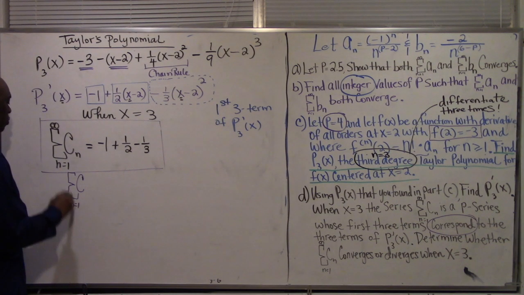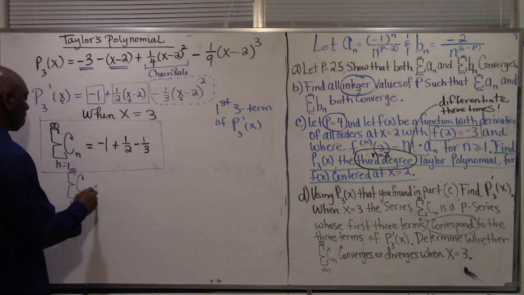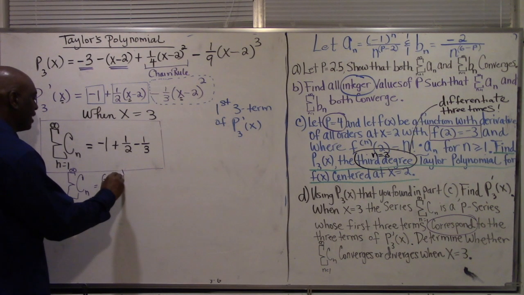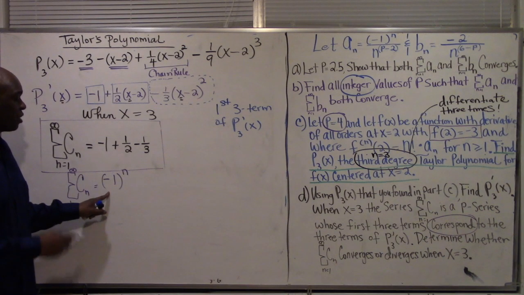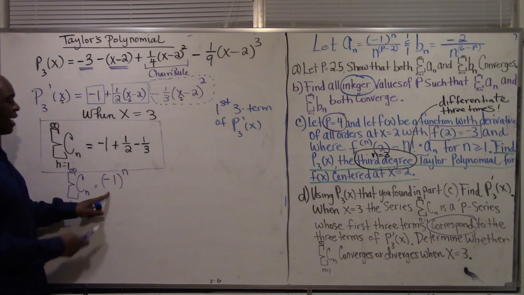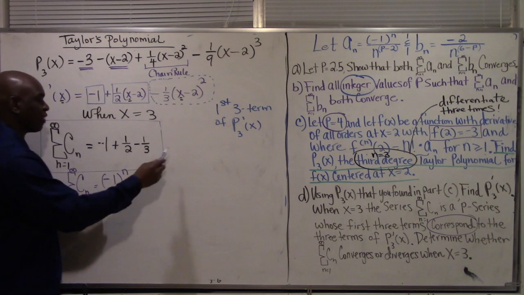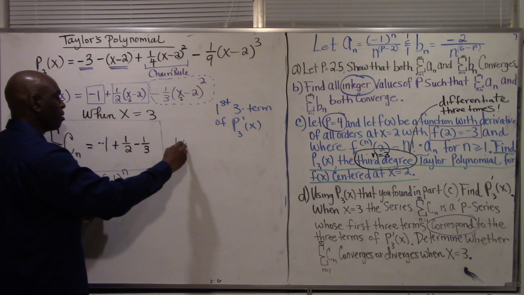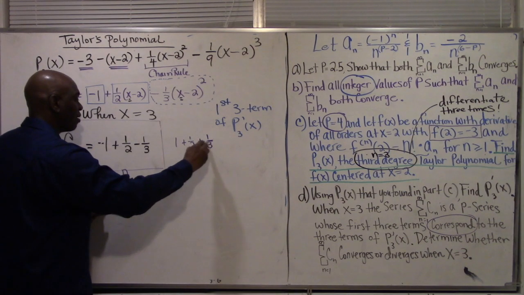N equals 1 to infinity of Cn can be defined as negative 1 to the n because it's alternating. This gives me the alternation piece. So now I've taken the alternation portion of this out. If I take the alternation out, I'm going to have 1 plus 1/2 plus 1/3.